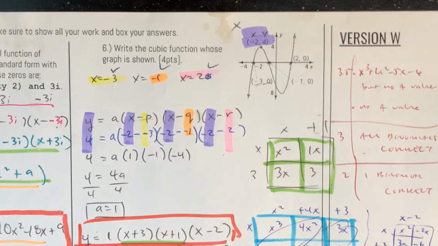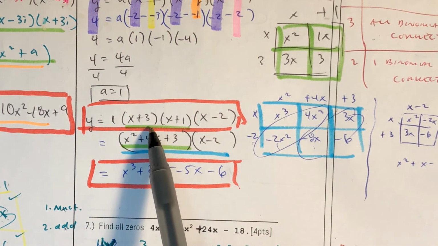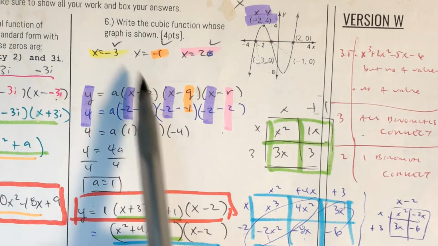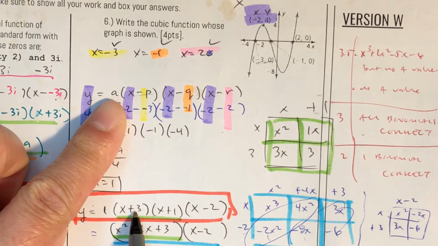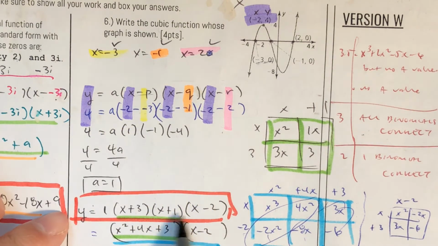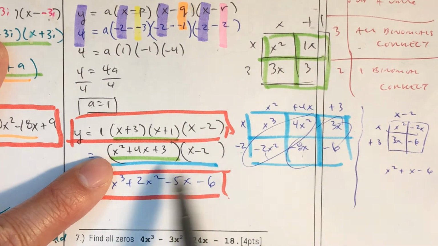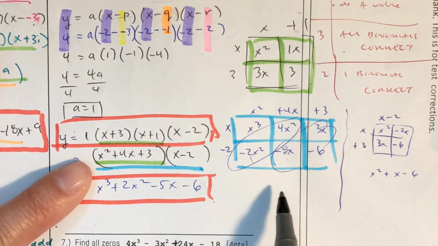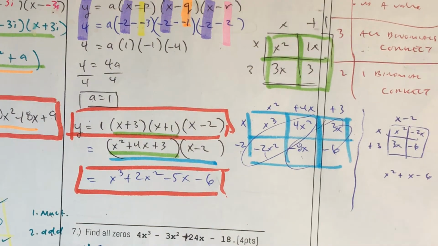So if you know a is equal to 1, I didn't really tell you which form to put this problem in, so if you simplify them, meaning you put in the 0, negative 3 here, but you just have an x, that would be x plus 3, x plus 1, and x minus 2. So this would be our answer in factored form. If you did standard form, I multiplied these two, and then multiplied by another one here, then you would have gotten x cubed plus 2x squared minus 5x minus 6.